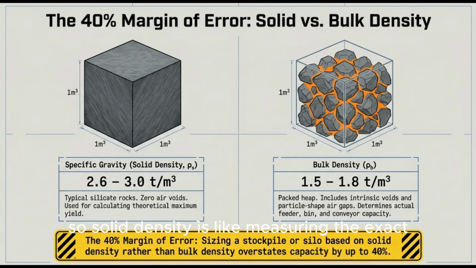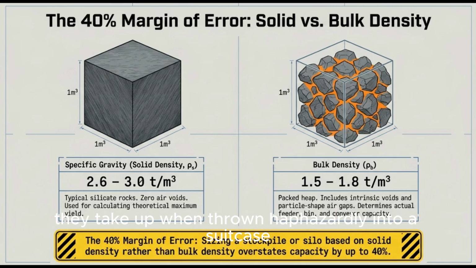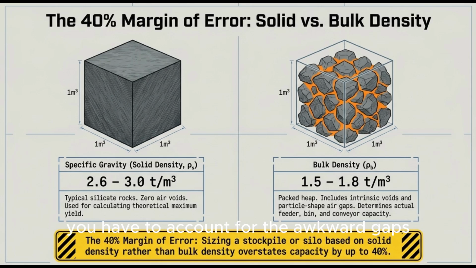Wow. So solid density is like measuring the exact volume of your clothes, but bulk density is the actual larger space they take up when thrown haphazardly into a suitcase. Yeah, that is a perfect analogy. You have to account for the awkward gaps.